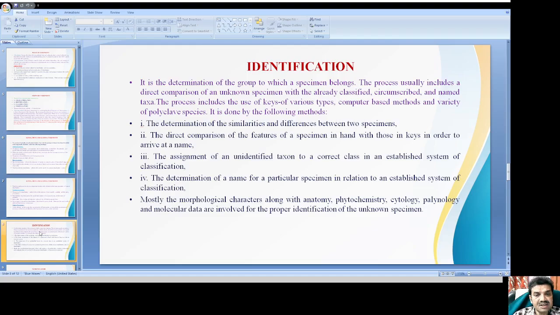And here in identification, although morphological characters are taken into account, in addition to the morphological characters, the phytochemical character, which is phytochemistry, cytological data, pollen grain study, that is the study of palynology, and the modern field of molecular biology, like the different omics data, particularly transcriptomics, proteomics, genomics, etc. And these data are basically extracted through molecular analysis and are involved in the identification.